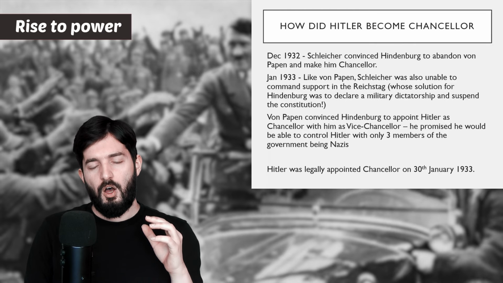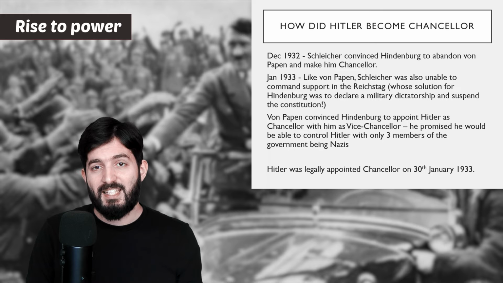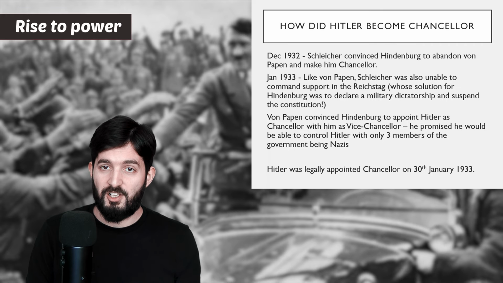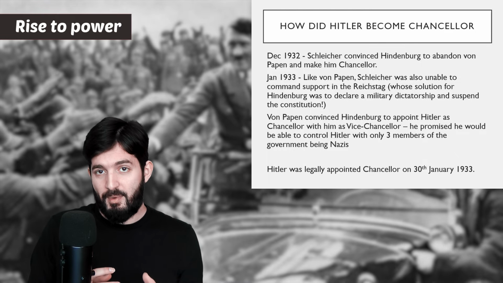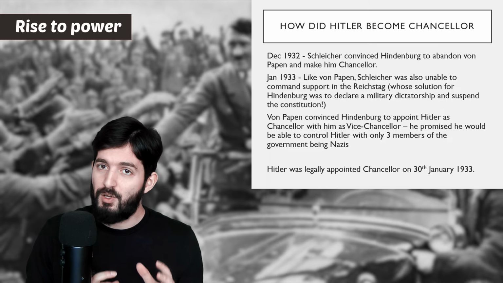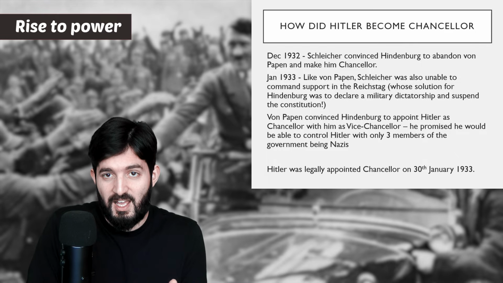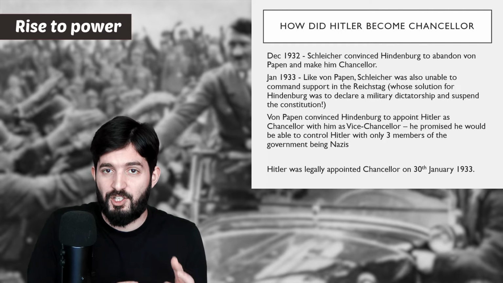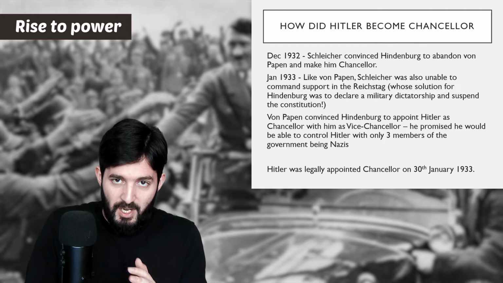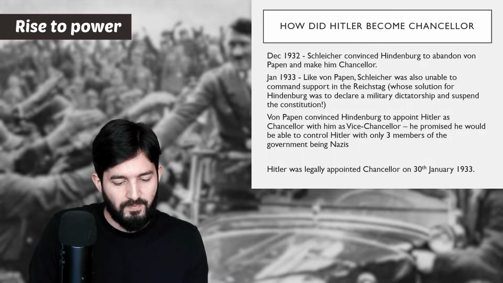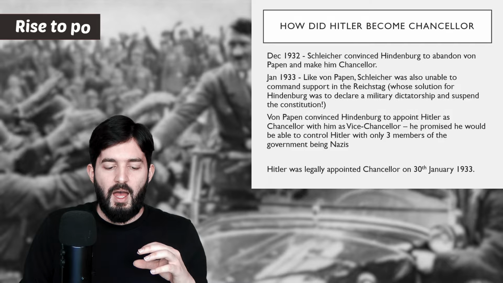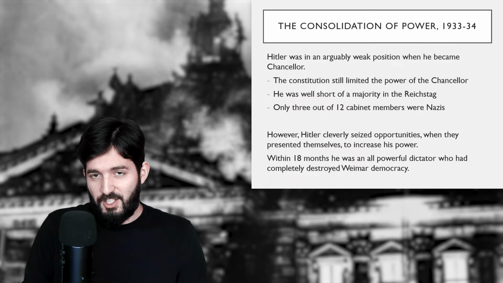And so on the 30th of January 1933, Hindenburg appoints Hitler the Chancellor of Germany. He takes over Germany through purely legal means. Okay, he's elected as the largest party in the Reichstag. That gives him a platform to then become the Chancellor of Germany. So up to this point in time, this is all legal. Okay. However, this is not the end of the story.